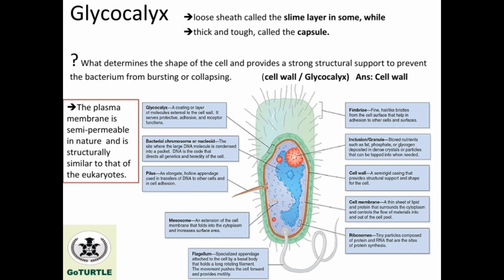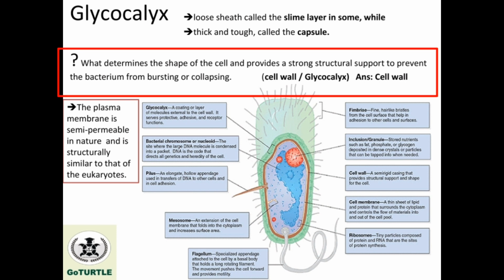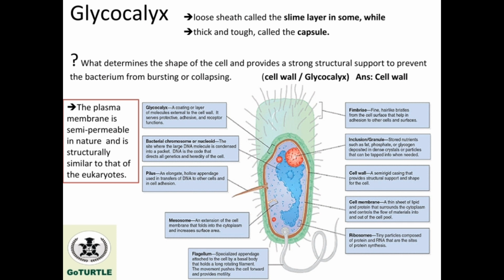चलो भाई, पिछले वीडियो के एंड में मैंने एक सवाल पूछा था, what determines the shape of the cell and provides a strong structural support to prevent the bacterium from bursting or collapsing? So can it be glycocalyx? Obviously not. So it will be cell wall.